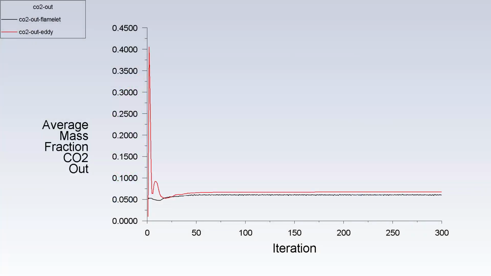Despite the differences in each model, both models predict similar mass-weighted average mass fractions of CO2 exiting the combustor outlet during the steady state. However, the flamelet model predicts less CO2 exiting the combustor and, due to its more realistic description of combustion kinetics, is considered to be more accurate. This concludes this demonstration showing you how to solve a non-premixed reacting flow problem using the steady diffusion flamelet combustion model.